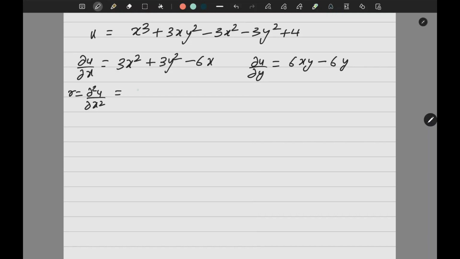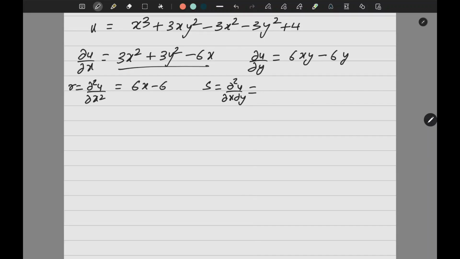So ∂²u/∂x² is what? 6x − 6. Then s is ∂²u/∂x∂y. Differentiate this with respect to y, what will you get? 6y. And t is equal to what? ∂²u/∂y². So differentiate this with respect to y. You will get 6x − 6. So I got the r, s and t values. Correct? Now what will I do?